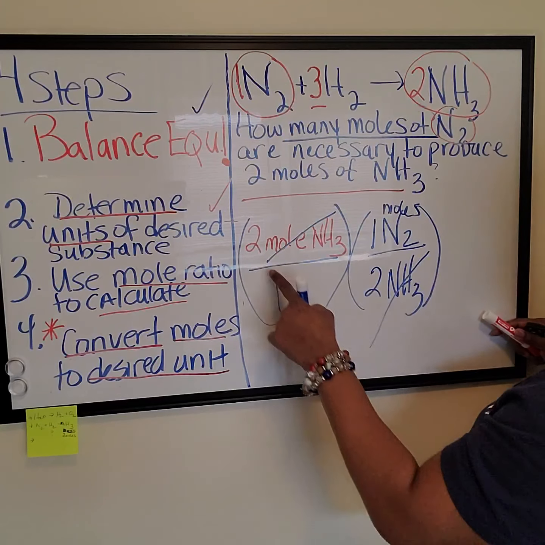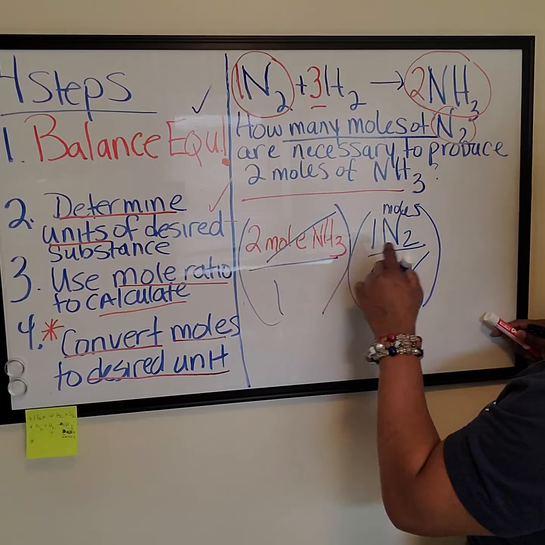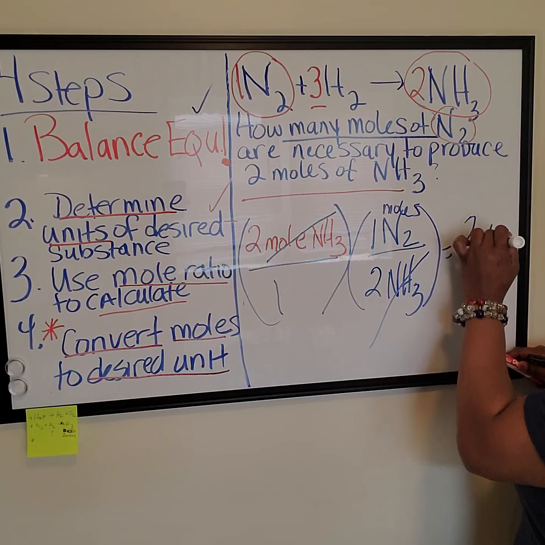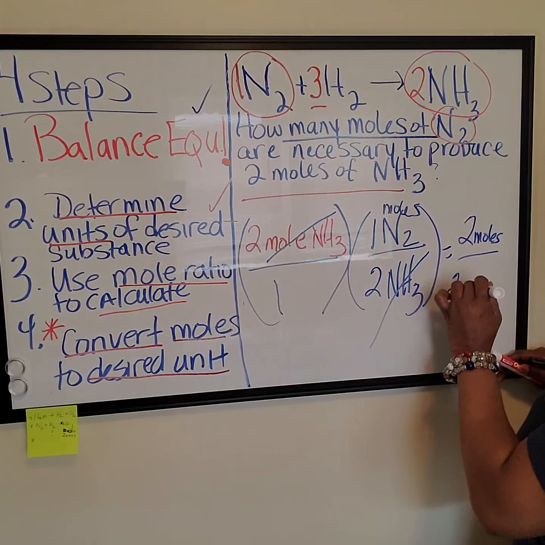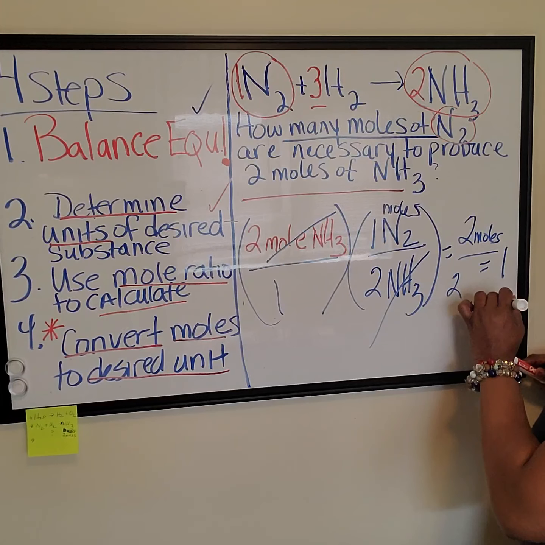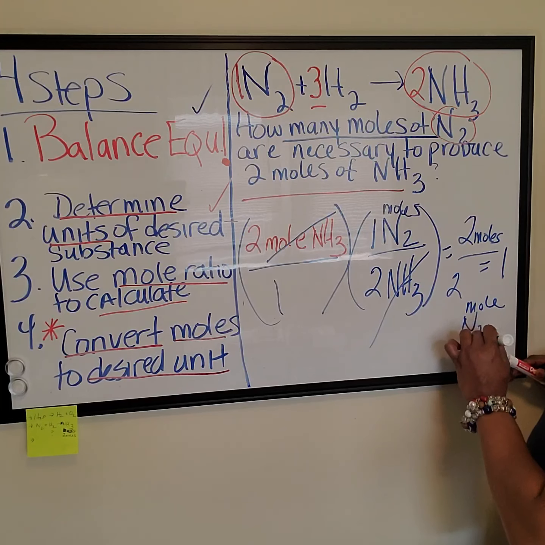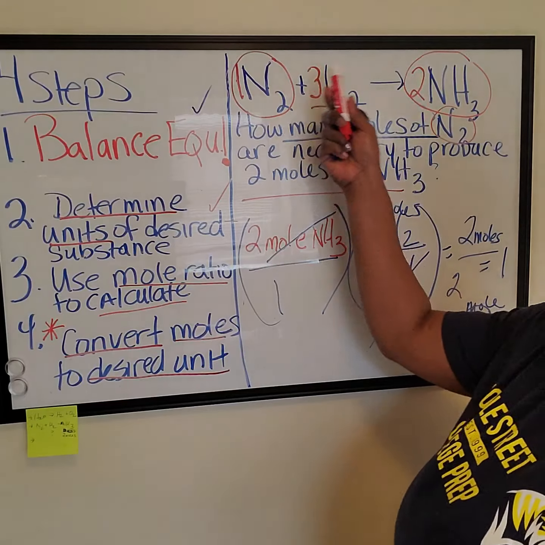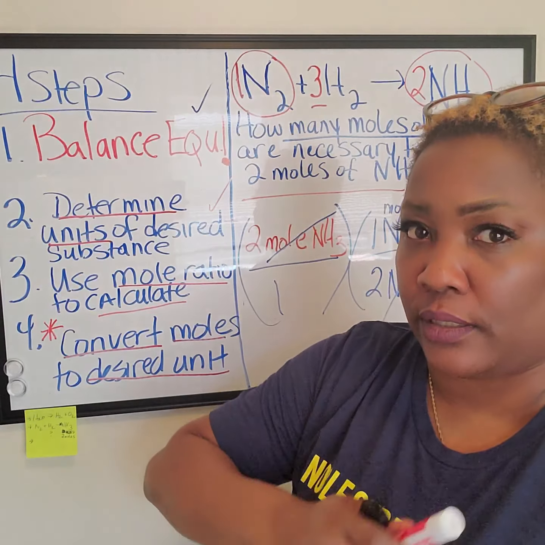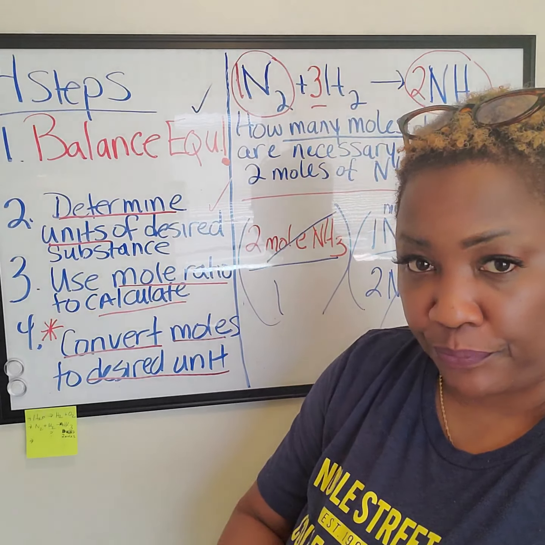So let's do it. 2 times 1 is 2 moles divided by 2 moles. 2 gives us how many moles of nitrogen? 1 mole of nitrogen. And we can just tell that from the equation itself, but it's just good practice to go through the steps in case you get some answers that are more complex.